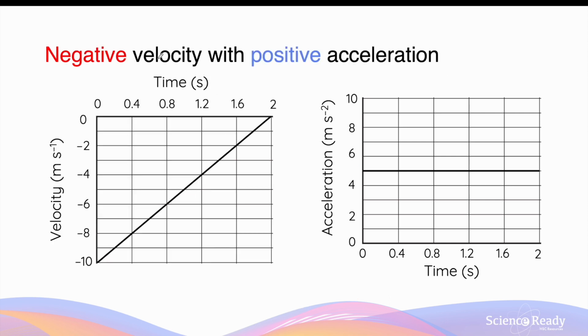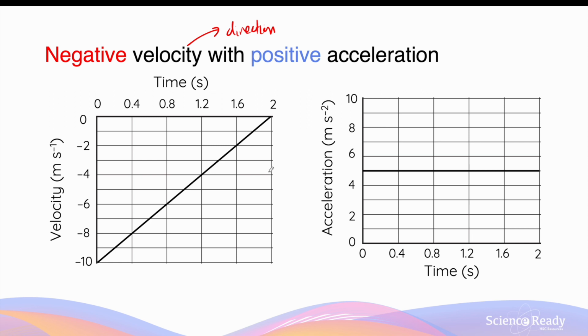It is possible for an object to have a negative velocity while having a positive acceleration. Negative velocity means that the object is moving in a negative direction. Remember, velocity is a vector quantity, so you must include a direction. Positive acceleration means that the acceleration is towards the positive direction. So in this case, the direction of the acceleration is the opposite to that of the velocity.